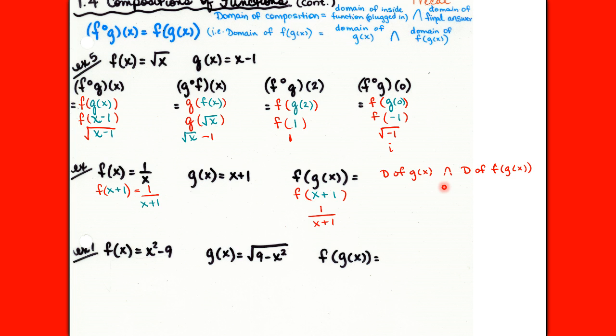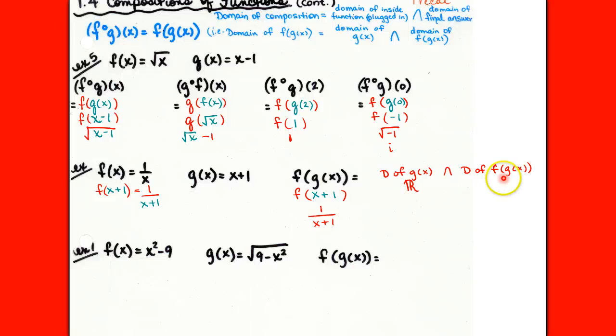So let's think about the inside function first. Our inside function was g of x, that was x plus 1, all right? So what's the domain for x plus 1? All real numbers, right. Your domain is going to be all real numbers unless you have a 0 in the denominator or a negative under a square root or a fourth root. I didn't even have a denominator or a radical, so no problems there.